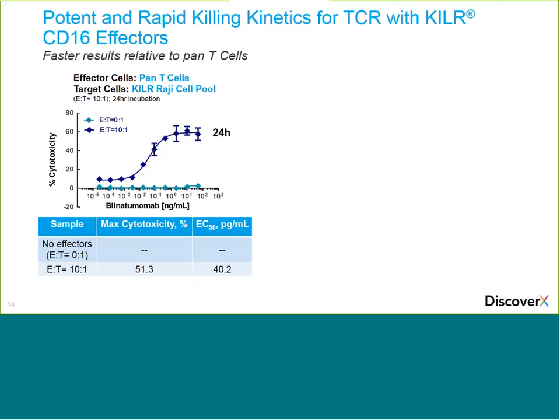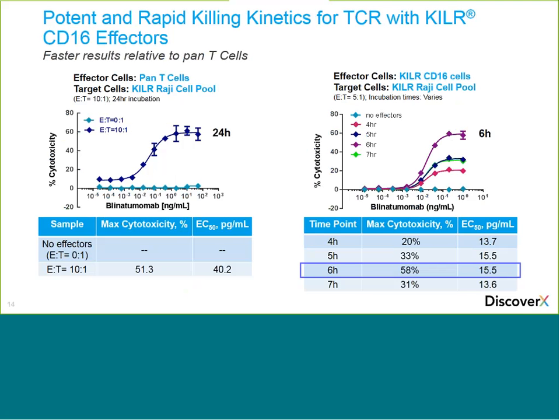So we evaluated this particular molecule initially in pan T cells. These are T cells that have been isolated by negative selection and evaluated with our KILR Raji cell model. And what you can see here is, in the absence of any effectors, you have very low cytotoxicity in this model, as shown with the teal dots. But a 24-hour incubation with blinatumomab in the Raji model produces a nice dose-dependent response with the pan T cells.